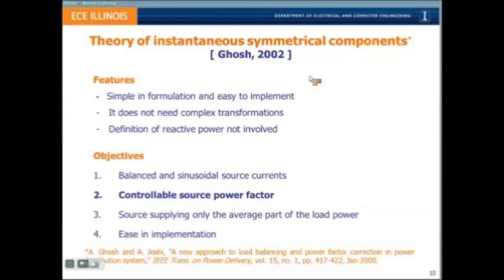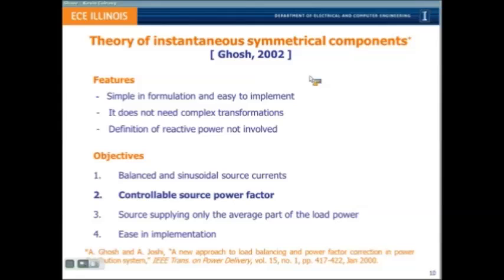The objective is to have balanced and sinusoidal source currents, and we need a controllable source power factor, which was not possible in many theories before. This controllable source power factor matters because, let's say, you have synchronous condensers, which are synchronous machines operated in overexcitation mode. You need not have unity power factor, because some of the reactive power is already compensated by your synchronous machine. So we have a controllable source power factor, which is quite good.